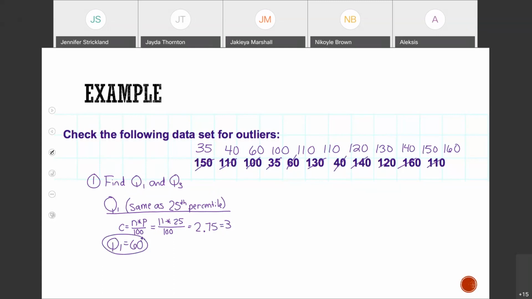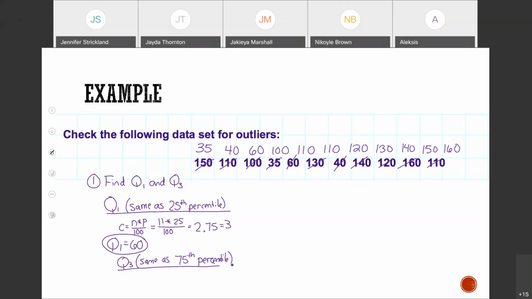Okay, and then I need to do the same thing for Q3, right? So I say to myself, Q3 is the same as what percentile? It was 75. Okay, so yes. All right, so you want to remember that that's always the case. If you're looking at Q1, that is your 25th percentile. Q3 is always your 75th percentile.